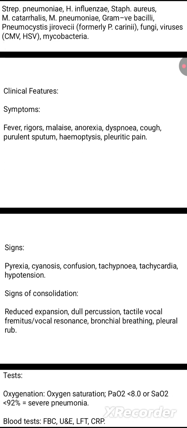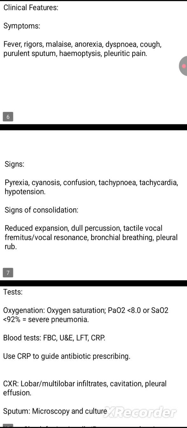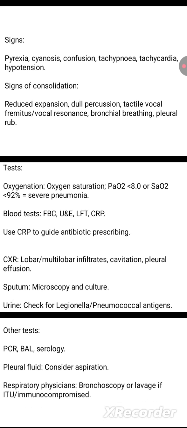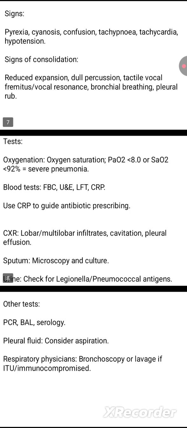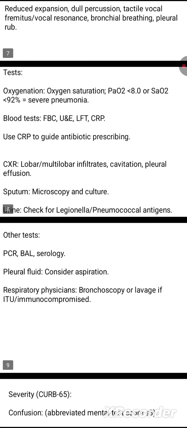And the symptoms that come with this: the person has fever, rigor, malaise, anorexia, dyspnea, cough, purulent sputum, hemoptysis, pleuritic chest pain. While the signs are pyrexia, cyanosis, confusion, tachypnea, tachycardia, hypotension. Signs of consolidation: reduced expansion, dull percussion, tactile fremitus, vocal resonance, bronchial breathing, pleural rub.